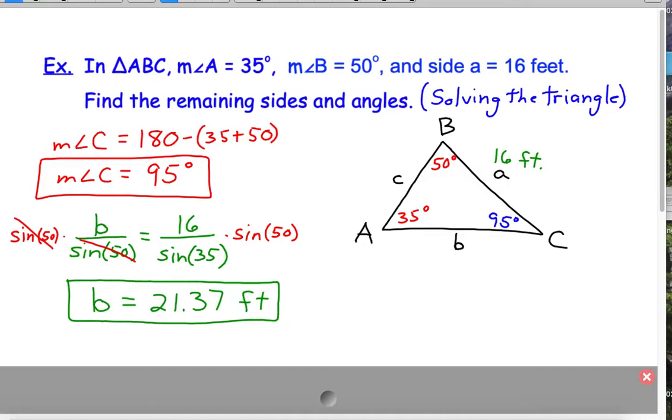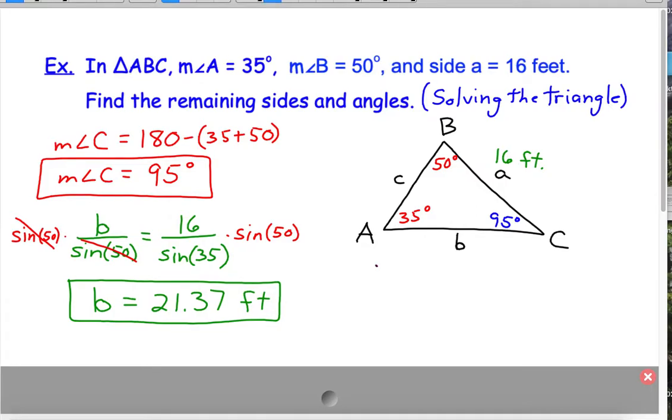All right, now similarly, I'm going to need to figure out side C, so I'll set that up the same way. So I'll say C over the sine of angle C, which we figured out was 95, equals, and I'm going to use A again. I could use my answer for B, but I don't want to use a rounded answer because then that's going to cause a little bit more error for side C. So I usually try and stick with the numbers that they gave me originally, if possible, over the sine of angle A, which was 35.